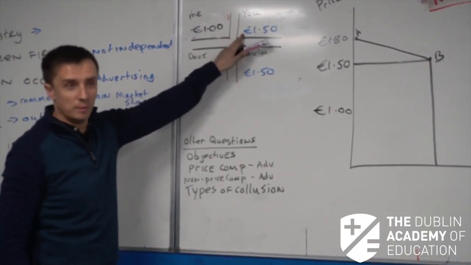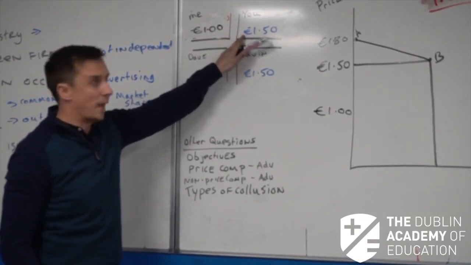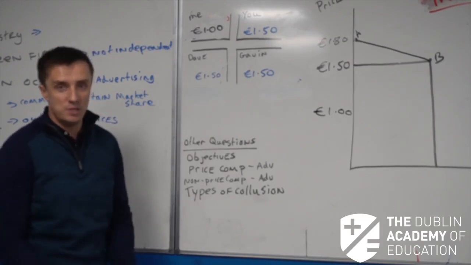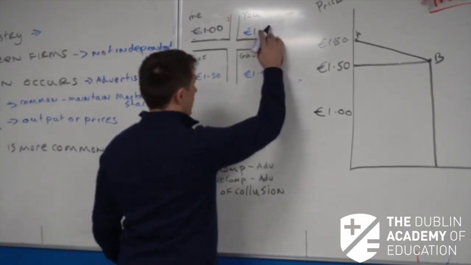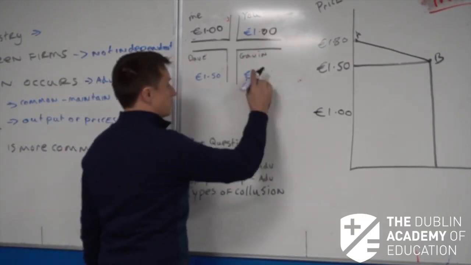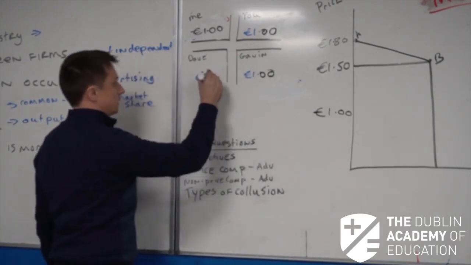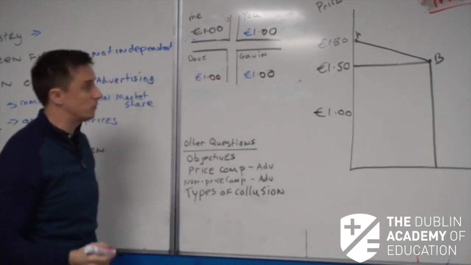You're looking at me and like, right, your man screwed this up for all of us, and completely rocked the boat. But you've no option. You have to go with me. So you drop your price down. Gav drops his price down. Dave drops his price down. Okay. So what's happened now is we've kicked off a price war.